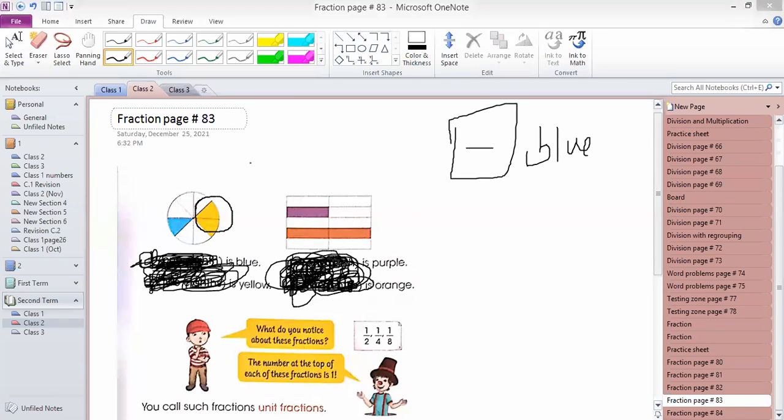Rayan, can you tell me what is the fraction for this yellow portion? 2. Only 2? What 2? What is the fraction? How many parts of a whole? 8. 2 over 8. Very good. Let me take one more student.